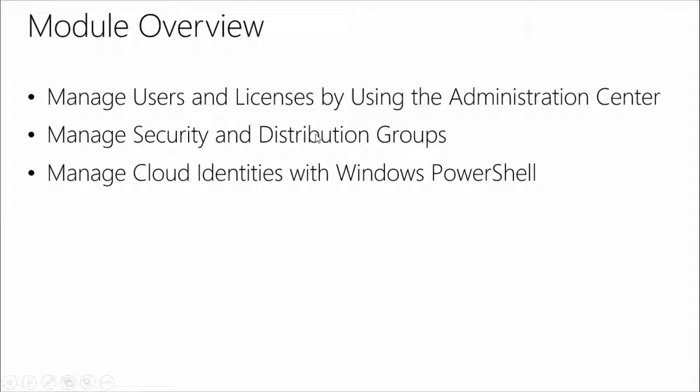I'm Anthony Stephen, I'm here with Martin Kurtzer, and in this module what we're going to be looking at is how we manage our users and licenses using the Administration Center, that's the Office 365 Administration Center. We'll then look at how we use, again, the Office 365 Administration Center to manage our security and distribution groups. And then finally, we'll talk about how to manage cloud identities with Windows PowerShell.